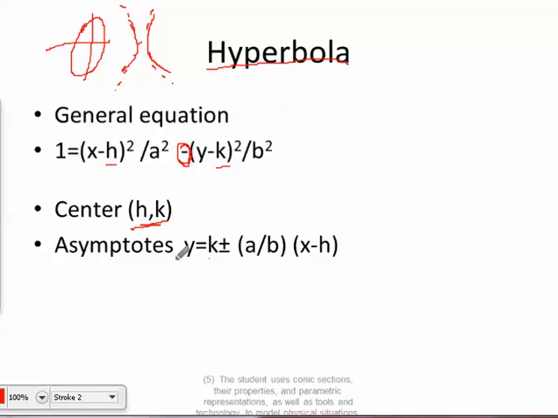Now, the asymptotes, you find it by going to k. Well, k is the value here being subtracted from the y. See it right there? It's really easy to find. And then you're going to go plus or minus a over b times x minus h. That will be your asymptote. It will be a line, okay? Real easy. It's not going to be anything other than a straight line.